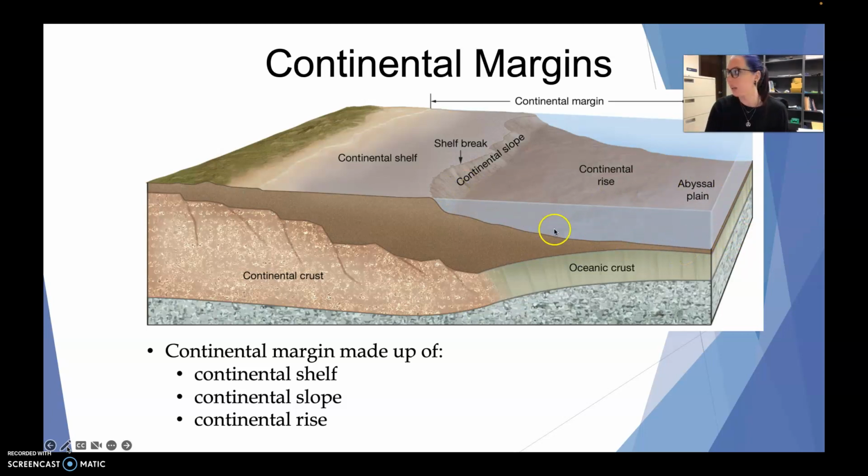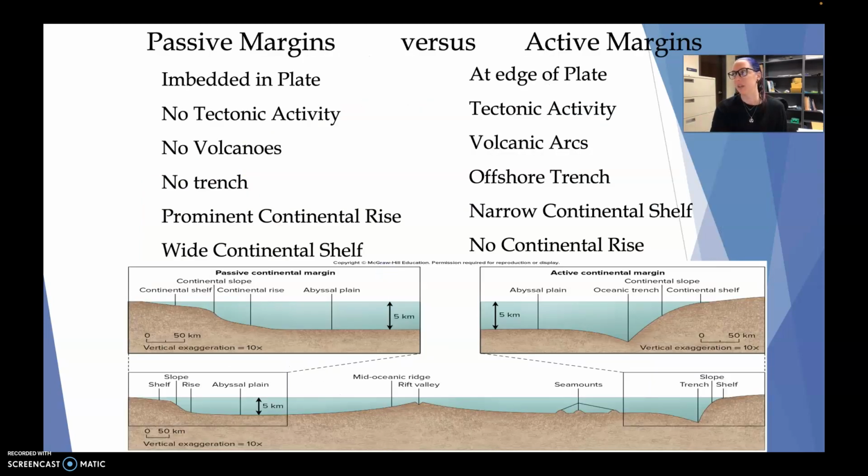So when we're considering the continental margins, we have two main types of margins here. The main way that I can remember these two different types of margins is that they're called passive margins versus active margins. So passive margins are margins that are embedded within the plate, and there's no tectonic activity, no volcanoes, no underwater trench, and a rather prominent continental rise, and also a very, very wide continental shelf.